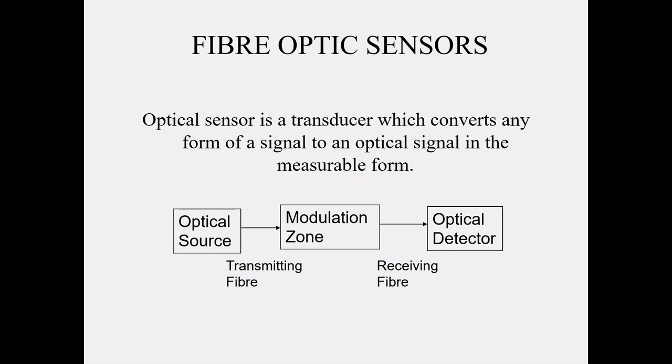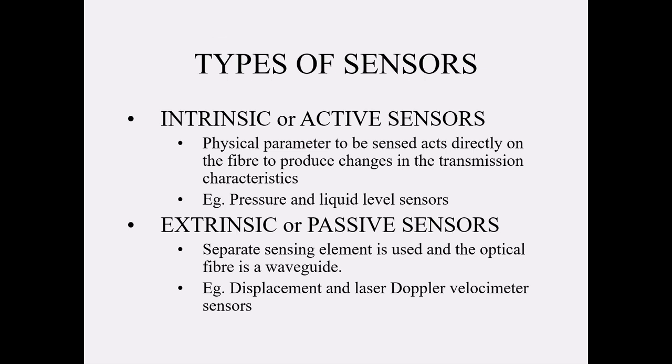to analyze the change or modulation. There are two types of sensors. One is intrinsic, another one is extrinsic sensors. Intrinsic sensors are also known as active sensors. In the intrinsic sensor, a physical parameter to be sensed acts directly onto the fiber, and changes are produced during the transmission. For example, pressure and liquid level sensors are intrinsic sensors. Here, the modulation is done inside the fiber optic cable. That's why it is also known as an active sensor.